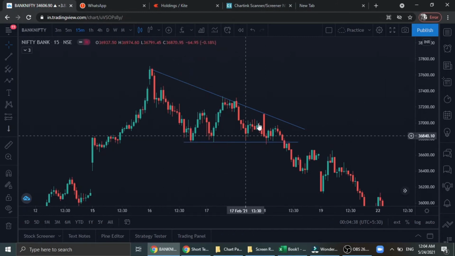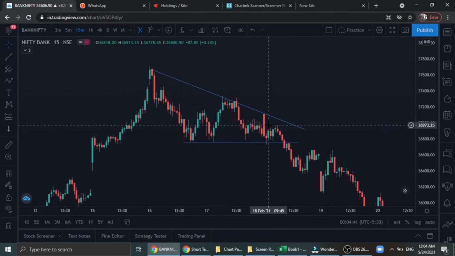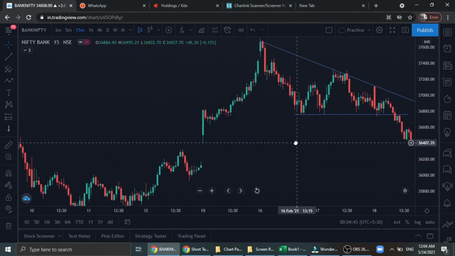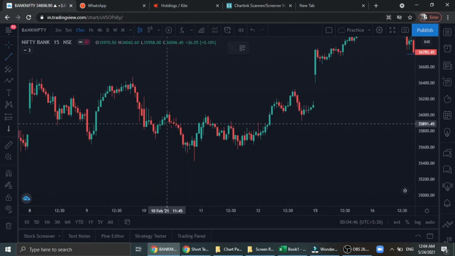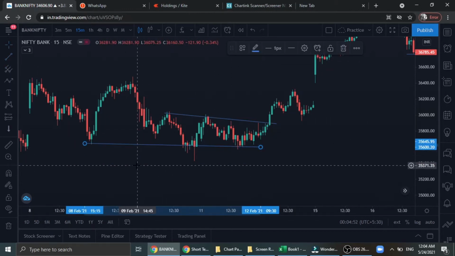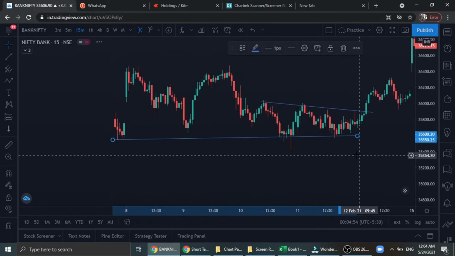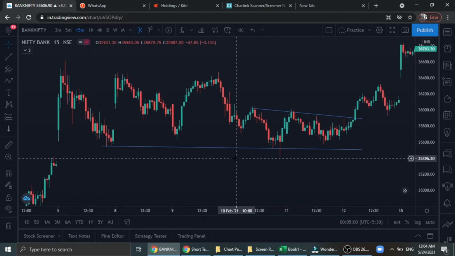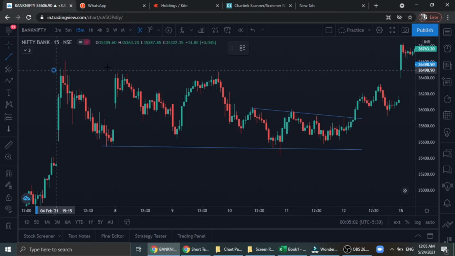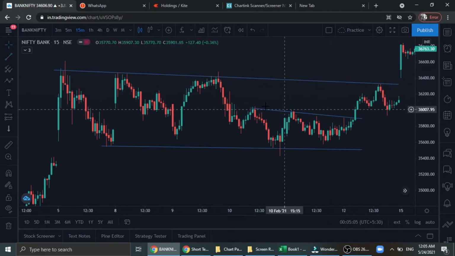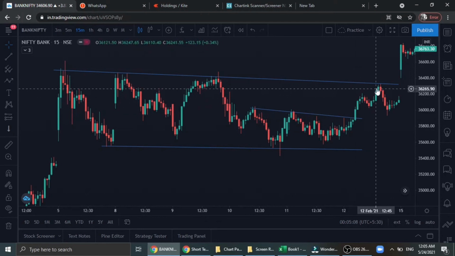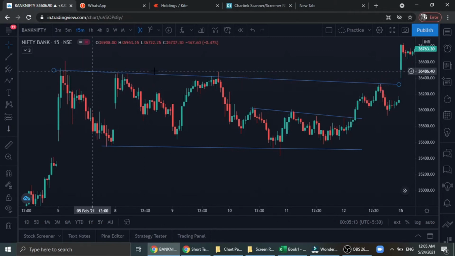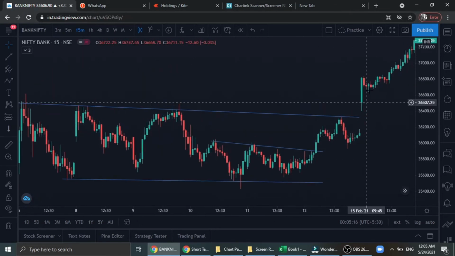So this is one of the triangle patterns you can say, and then took breakout and then downside. So here is one pattern, took breakout and then took resistance here. And this is one more pattern, and then took breakout here and then gone up.